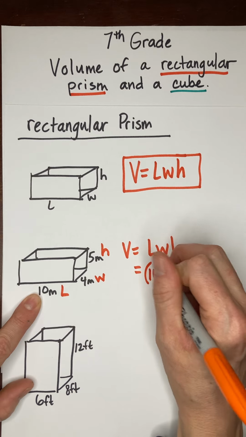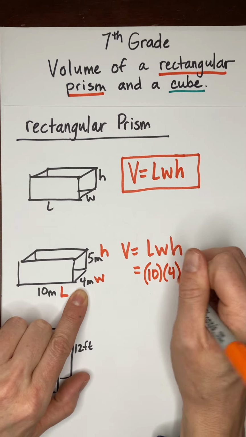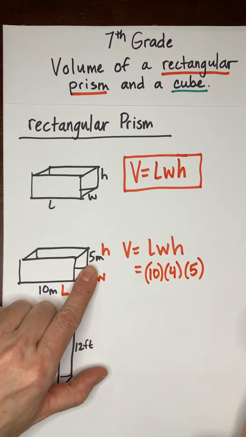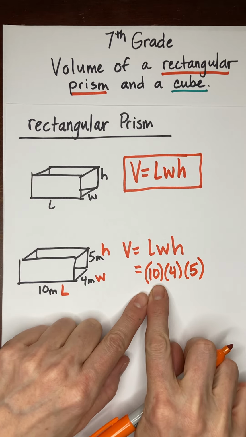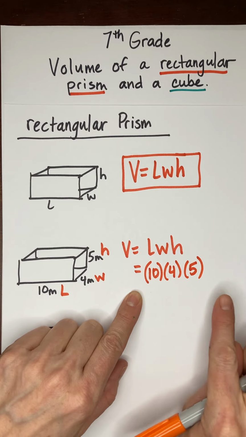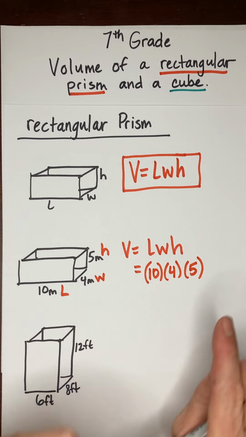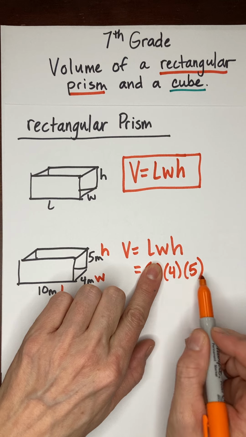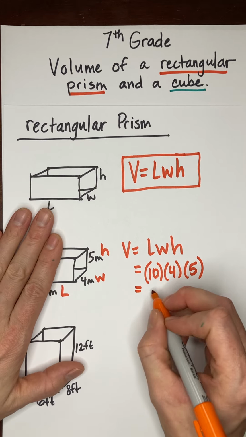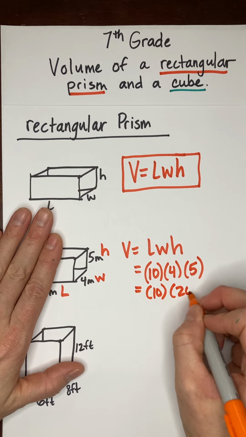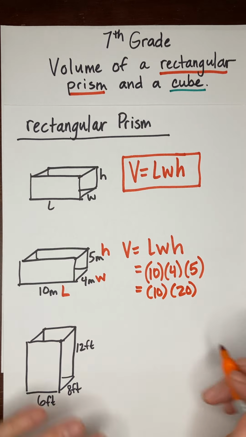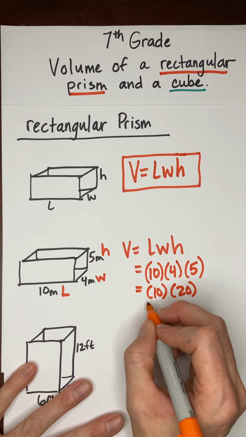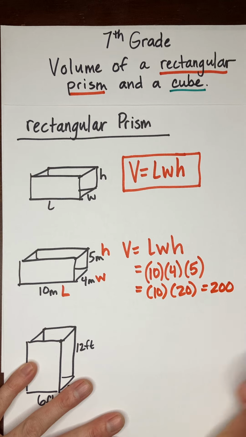Okay, so 10 times 4 times 5. All right, I'm going to save the times 10 for the end. Remember, multiplication can be done in any order because it's commutative, and it won't change the answer. So I'm going to do 4 times 5 first, which is 20, because multiplying by 10 is super easy. Okay, now I have 10 times 20, and that is 200. I look at my units, meters, and it's volume, so it's cubed.